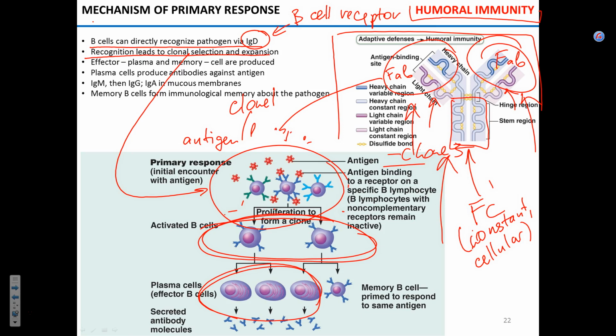So they differentiate into effector cells, the plasma cells and the memory cells. And plasma cells start to produce antibodies. And you see, look at the color of antibodies. They're blue. They have the same structure and same specificity as the B cell receptor. Does that make sense?